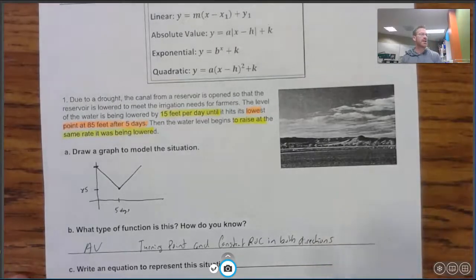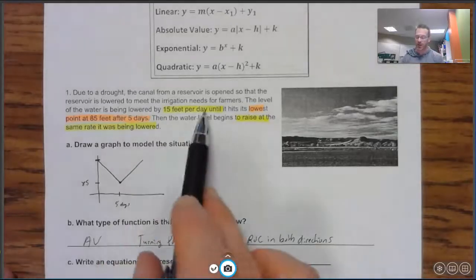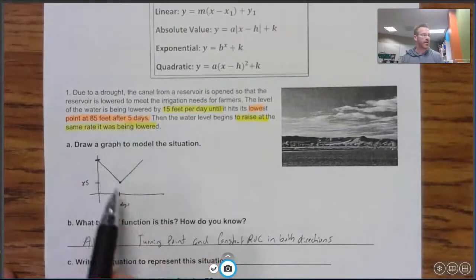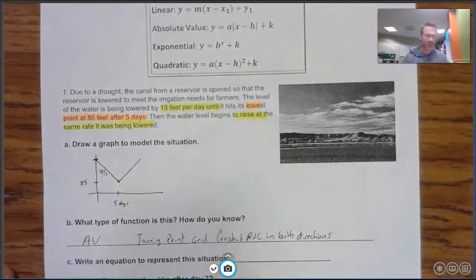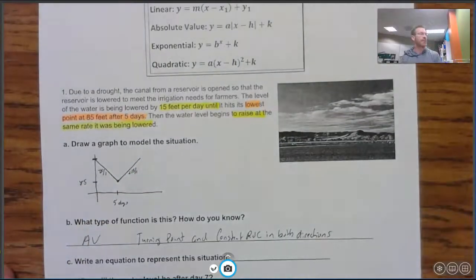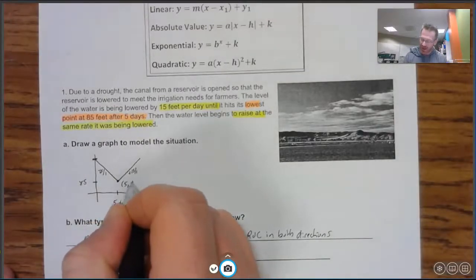So we see those key pieces that we've been recognizing in our tables of values and in our graphs, right? And now we're just translating that. So 15 feet per day, the lowest point at 85 feet after 5 days. When I look at this, I can see that I go down negative 15 feet per day, and then I go up 15 feet per day. So there's that plus or minus, right? Then after 5 days, I'm at 85 feet.